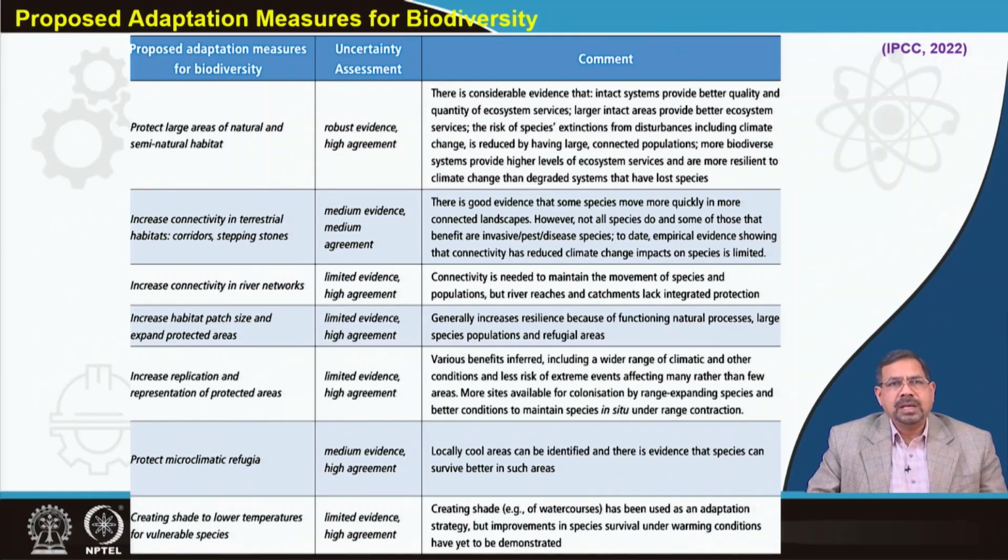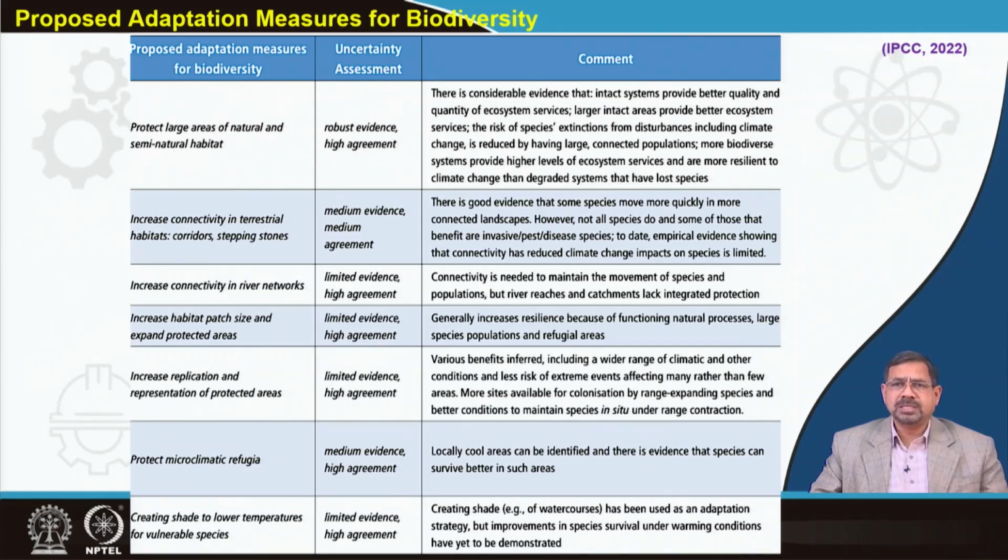So, let us move to the next one, which is increase connectivity in terrestrial habitats. Here you have limited to medium level evidence and medium level agreement also. The point is, if we increase the connectivity in terrestrial habitats, or we say the corridor connectivity, between two protected systems, one wildlife sanctuary, one national park, we construct a corridor, we develop a corridor, or we leave a corridor so that it gives a connectivity. So, there is agreement and disagreement.